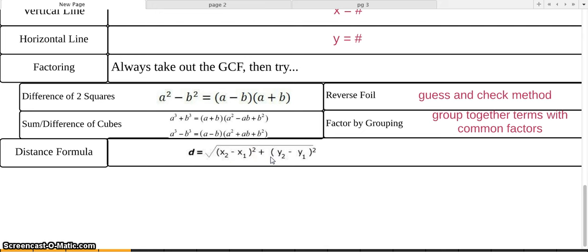All right, the distance formula, distance between 2 points, d equals the square root of x2 minus x1 squared plus y2 minus y1 squared. That is the distance between 2 points on a graph.